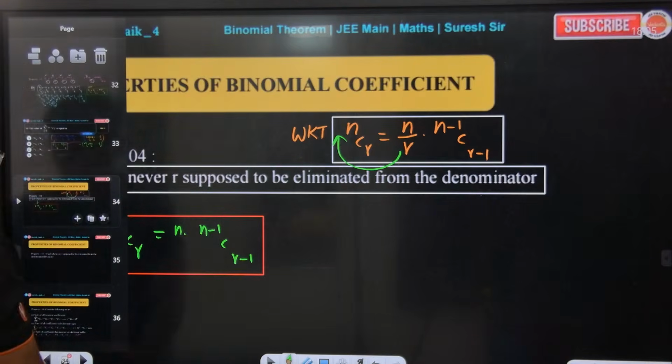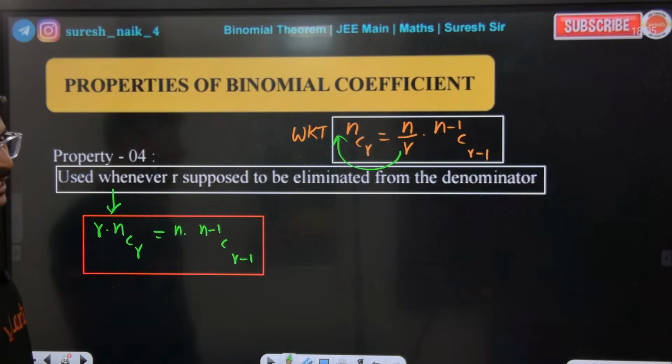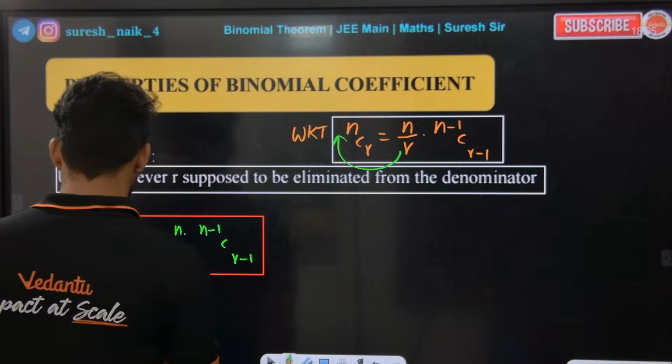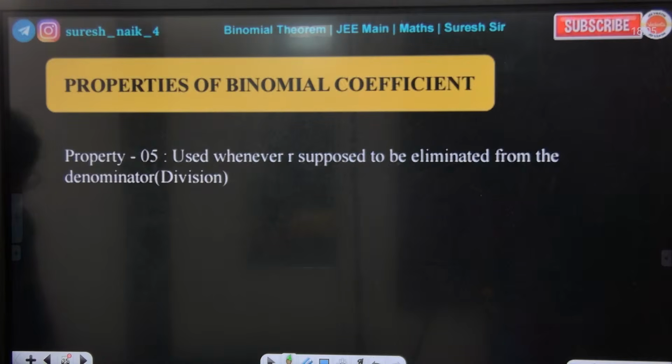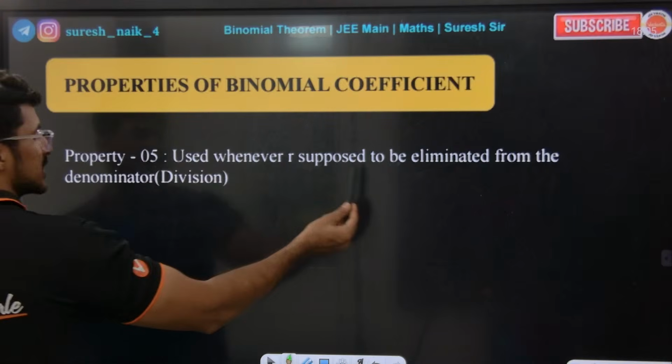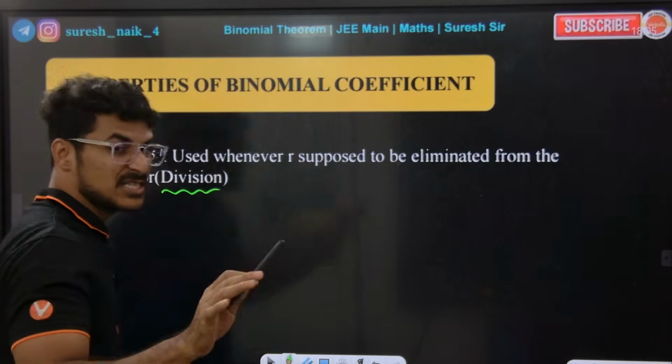Super. Okay, next, property number 5. Did everyone understand property number 4? Yes sir. Now property number 5, so what is the meaning of property number 5? This property is used whenever r is supposed to be eliminated from the denominator in the division, whenever the division is given.